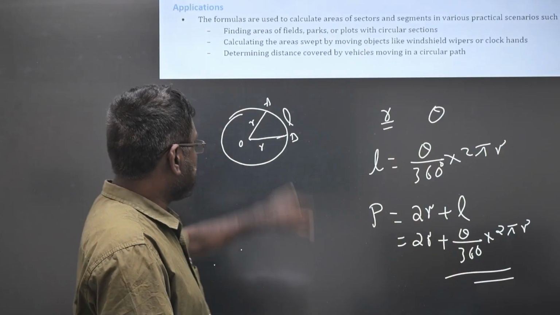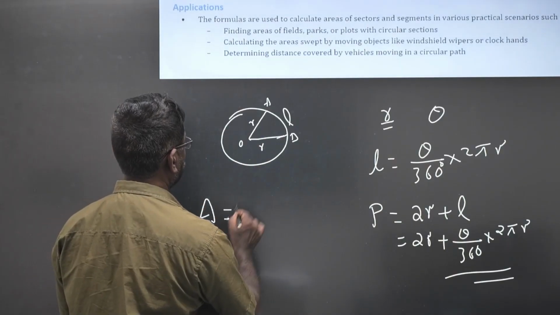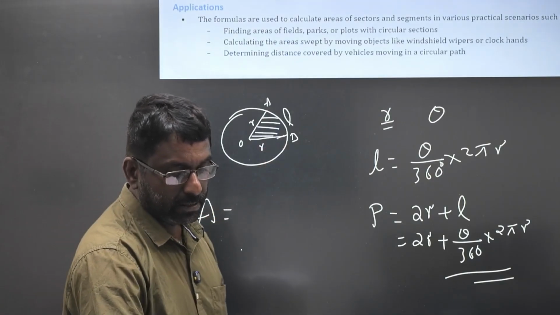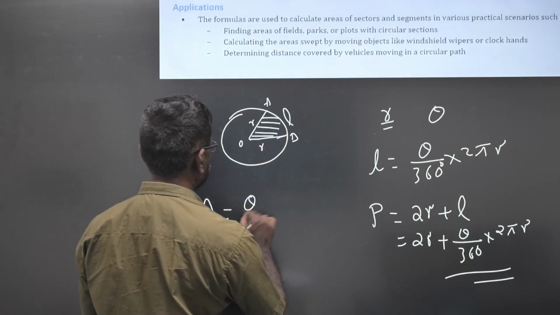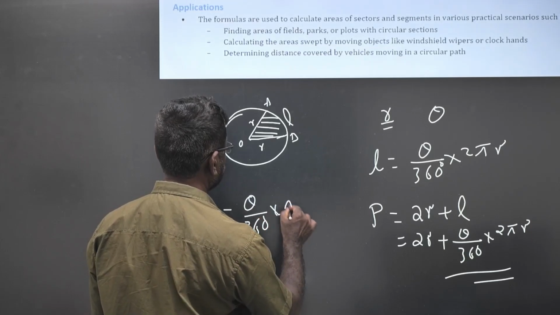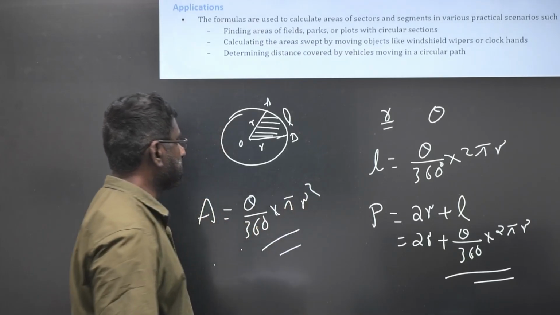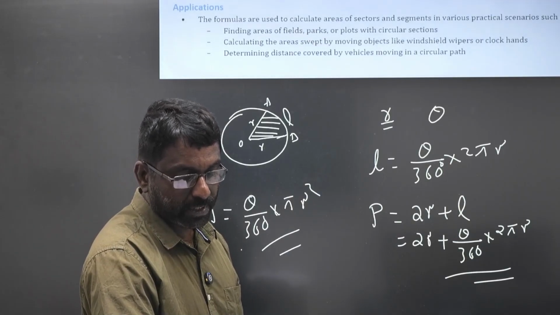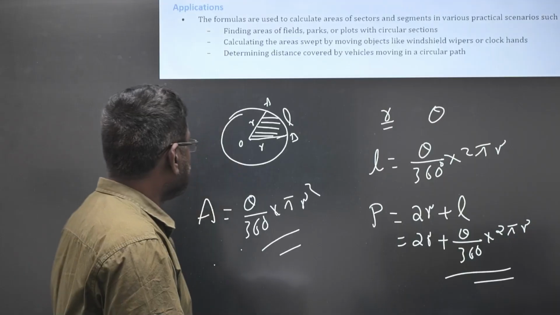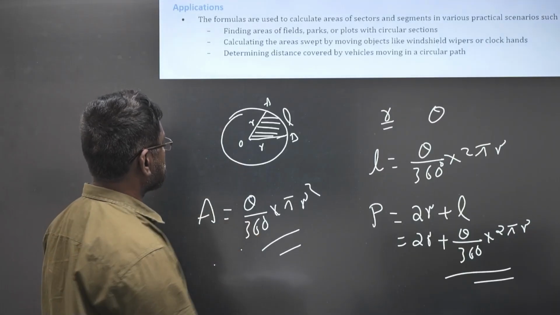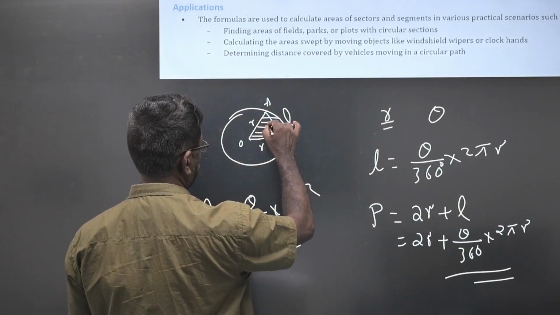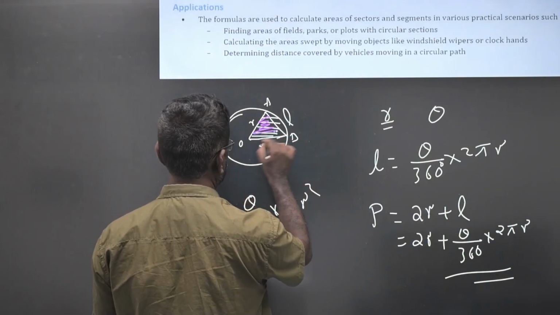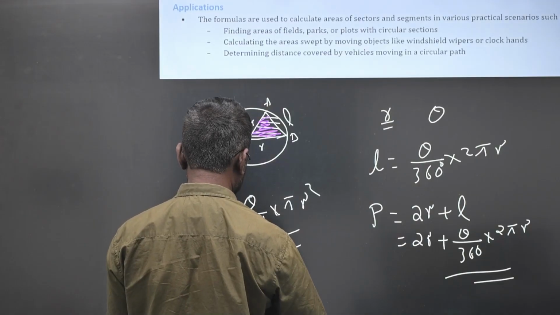And what is the area of the sector? The area of this portion is called the area of the sector. That is equal to theta divided by 360 into pi r square. That is also very important. Then the area of the segment. What is the segment? This portion is the segment.